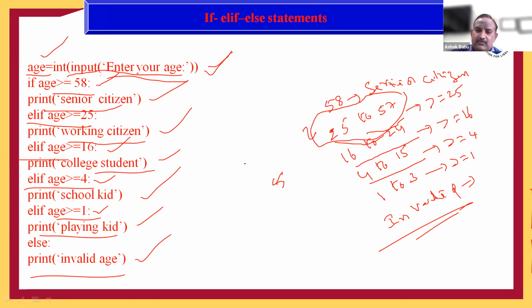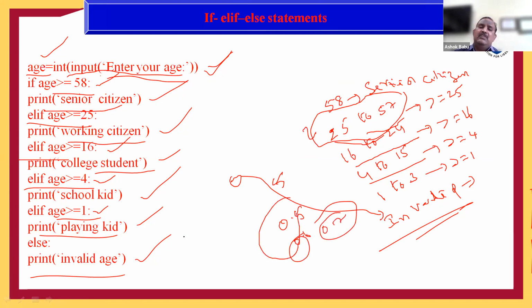Suppose I read age as 0. Zero will come under invalid age. Or in terms of float, suppose 0.5, 0.6, 0.7, all of these are invalid ages and it will print invalid age. So this is a program using the if-else statement. Is it clear? If it is okay, then I will open the Python IDLE mode and run the program.